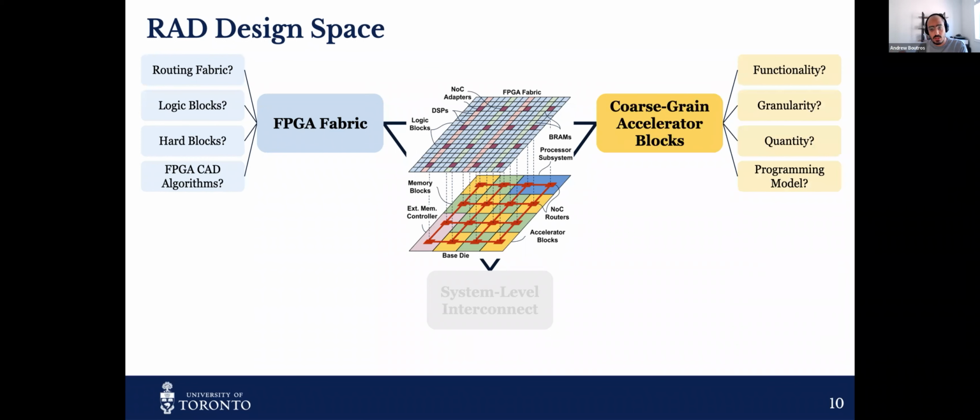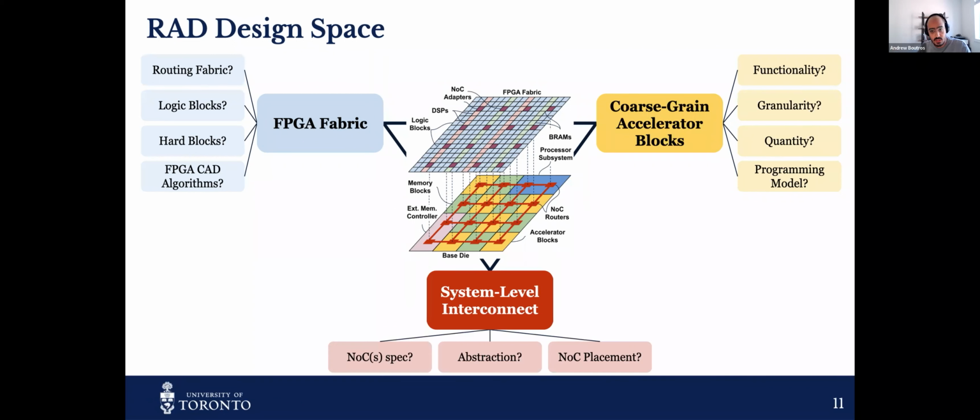And then the second component are the coarse-grained accelerator blocks that can be embedded beside the fabric, something like the AI engines in Versal, or maybe in a base die in a 3D integrated device. And we would need to answer a few more questions about the architecture of those accelerator blocks. So things like, what functionality is worth hardening in those accelerators? What is the granularity that we want for those blocks? How many of them? And also, more importantly, how do we program those accelerator blocks?